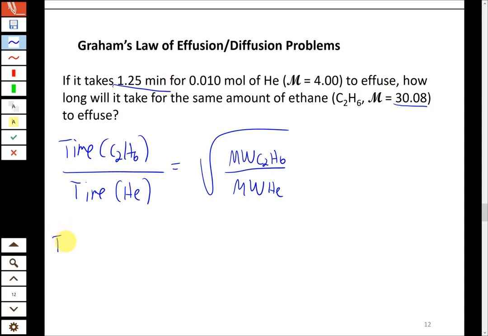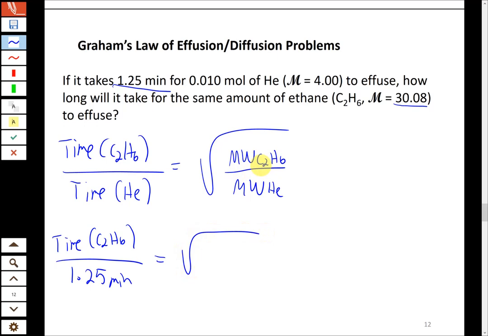All right, so what we're going to do is solve for the amount of time that it takes for C2H6 to effuse. That's our unknown, and we can just start putting the numbers into the equation. So it took 1.25 minutes for the sample of helium to effuse, and then the square roots of the molar masses. For C2H6 is 30.08, and in this case, as we said, I didn't mention this in the last problem, you don't need to change this to kilograms per mole because it's a ratio of 2 molar masses. So as long as you keep them both in grams per mole, you're fine. So we don't have to change units in this case because we're not using R as part of the calculation.